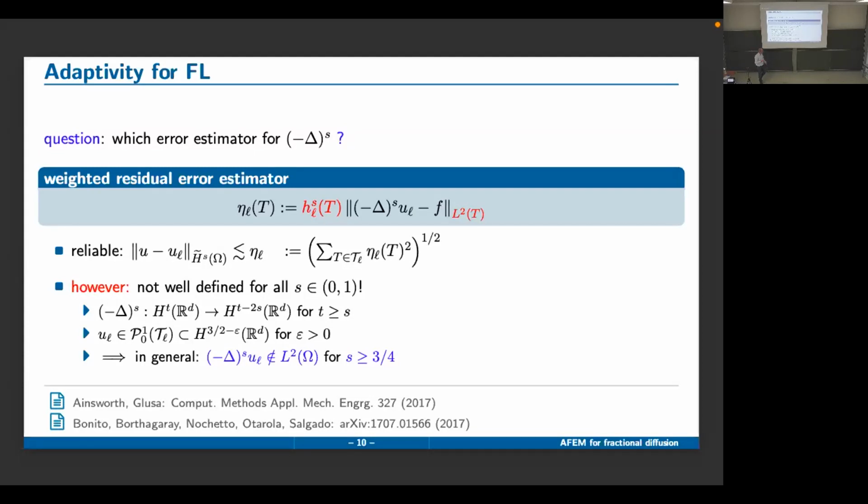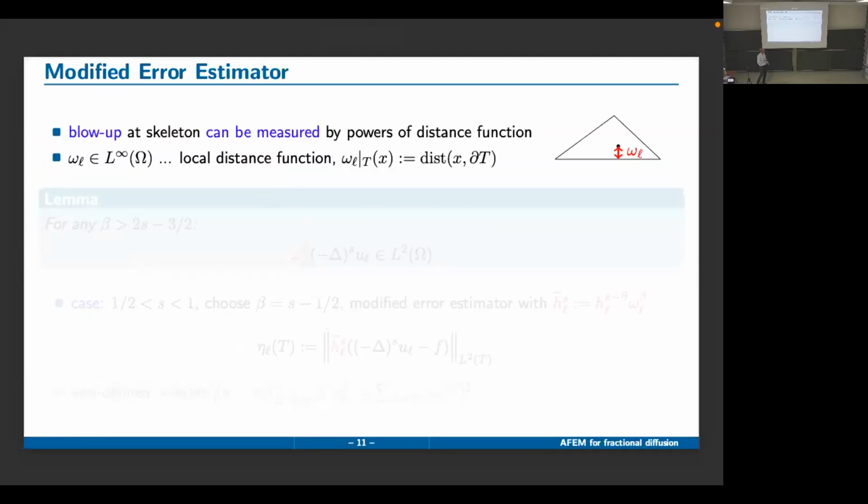Okay, so our idea was, maybe you can improve on that. And the thing is, what goes wrong if I plug in a discrete function into the operator? Well, inside each element, you have some blow up. And this blow up can be measured by taking one point and looking at the distance to the skeleton of the mesh. So this gives you a so-called local distance function: the local distance of a point to the mesh skeleton.